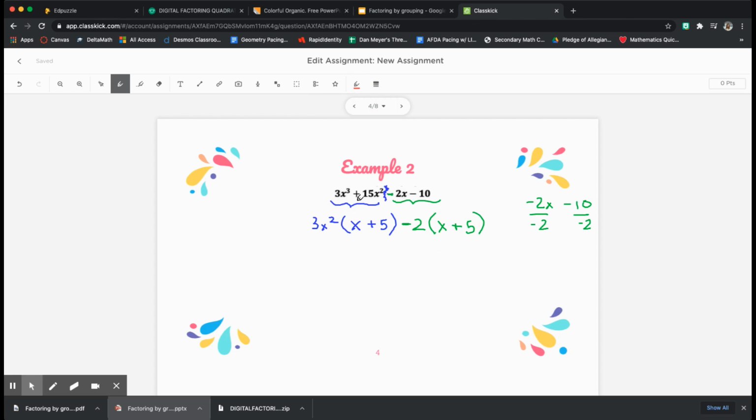And now what you guys should see is that common term again. On the first slide, we called it a blob, right? But now I see I have an x plus 5, and then the leftover terms, which are my 3x squared and my minus 2. And this is my final answer for doing a problem factor by grouping.